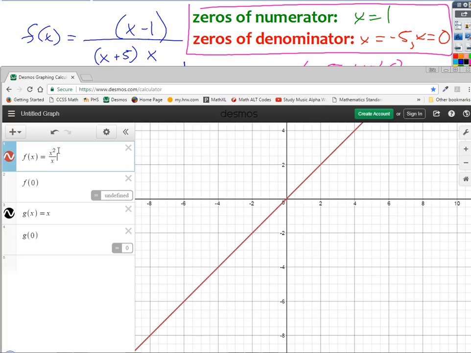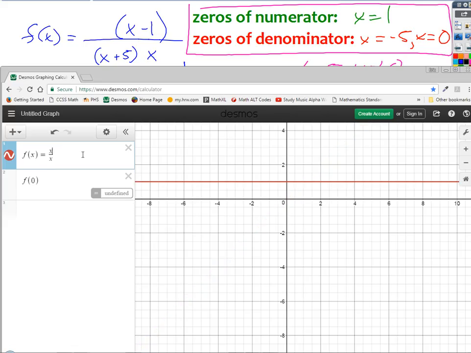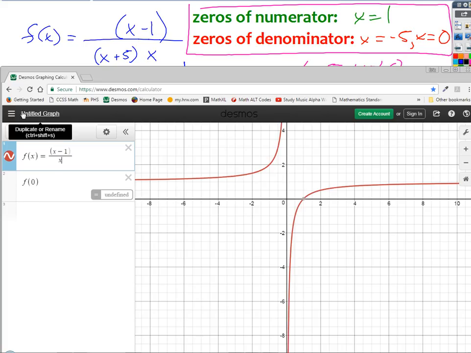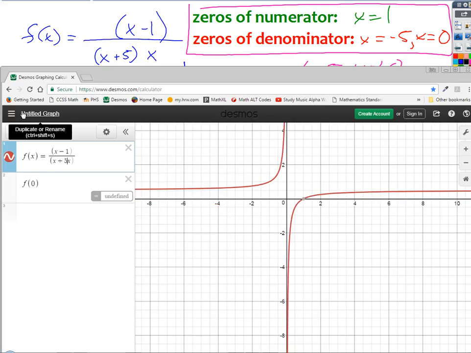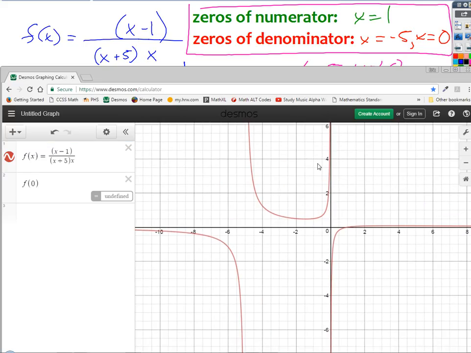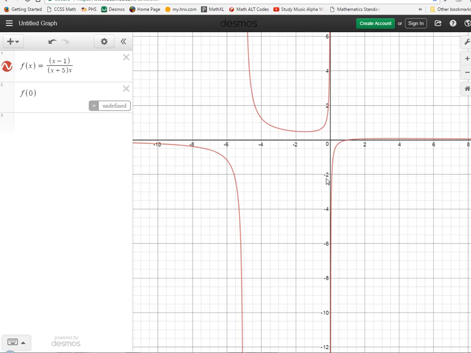So we got x minus 1 on the top, and on the bottom, what do we got here? x plus 5 times x. Okay, so look at these features now, these vertical asymptotes that we get at -5, you said, and at x equals 0.